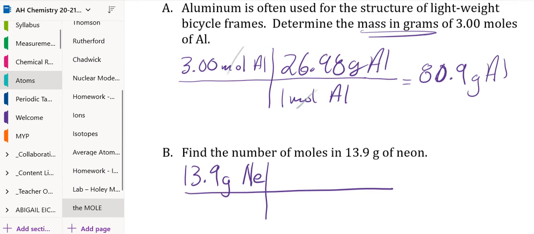Okay, where am I going to put that? So you cancel that. Good. So I'm going to put 20.18 on the bottom. It's equal to 1 mole of neon. So 1 mole of neon goes on the top. And you set it up that way so that grams cancel out. Now, typing this into our calculator, start at the beginning. So 13.9 times 1, you don't have to type it in, divided by 20.18. This is just a fraction, right?